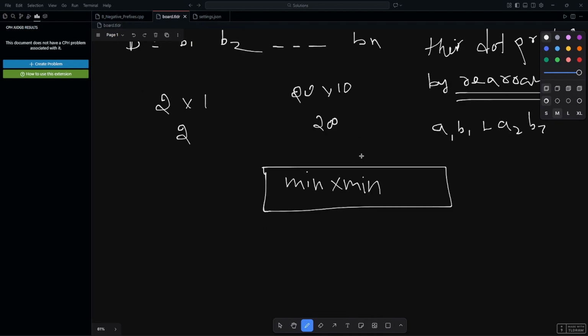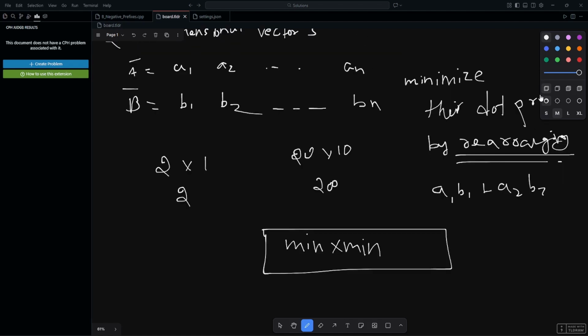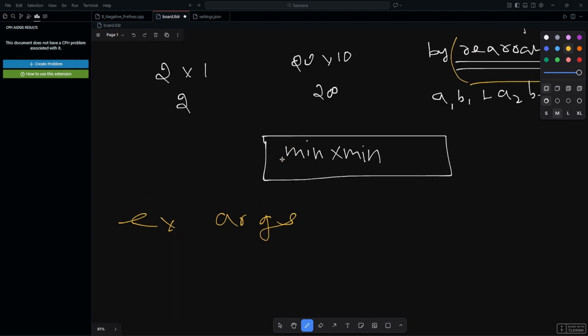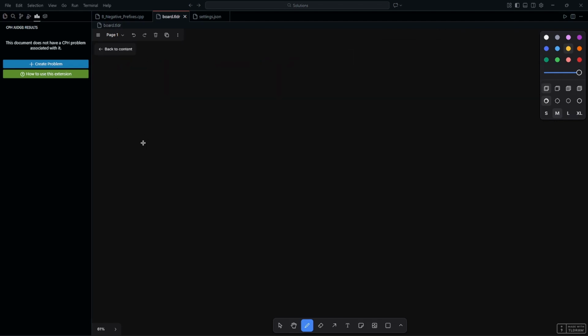And how to check if a greedy solution would actually work or not? First thing, derive the greedy solution. How would you derive the greedy solution? The question is about rearranging. That means you need to apply something known as exchange arguments. By the way, this intuition is completely wrong. So let me tell you.